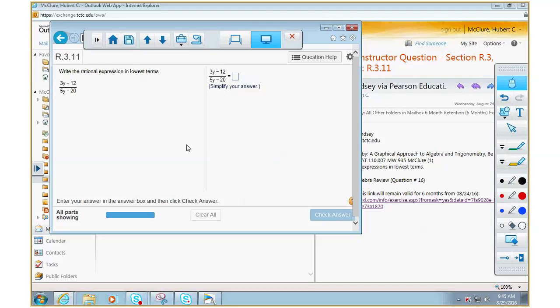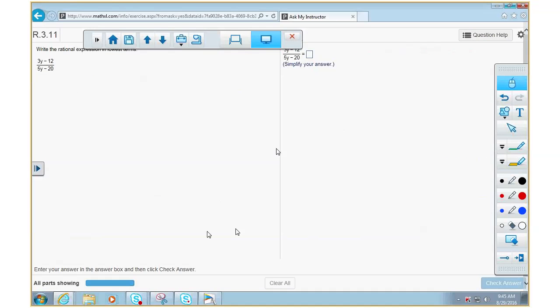Okay. Write the rational expression in lowest terms. So they want you to write it in lowest terms. So do it. Anytime they want you to do anything with a rational expression, the first thing you're going to try to do is factor. Always remember that. Write it down. If you're going to do anything with a rational term, usually you're going to have to factor first.